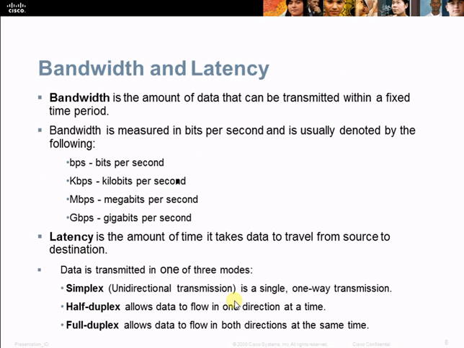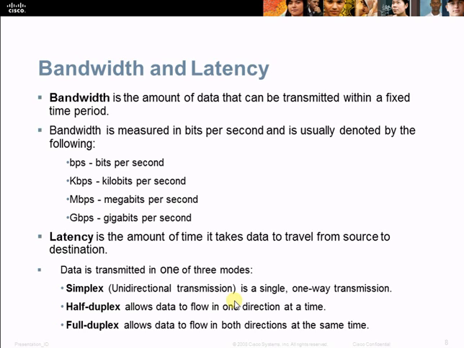Another thing we need to talk about with our networks is our bandwidth and our latency. So the bandwidth is the amount of data that can be transmitted within a fixed period, and it's always measured in bits per second. So we can have bps or Kbps, kilobits per second, Mbps, megabits per second, and Gbps, which is gigabits per second. Don't confuse the bits with the bytes. We measure bandwidth in gigabits per second.